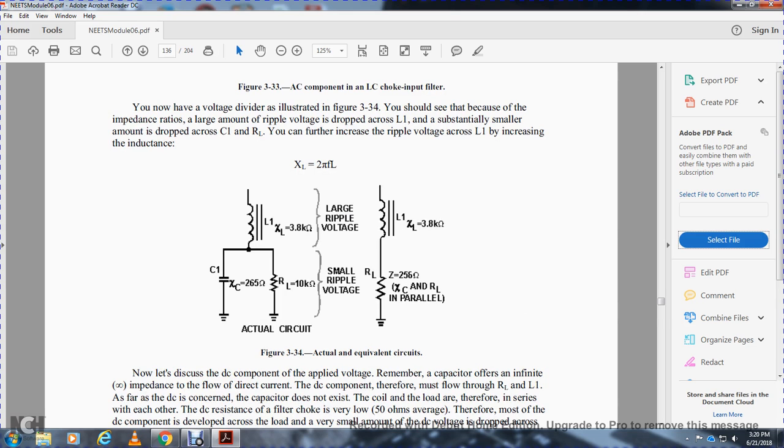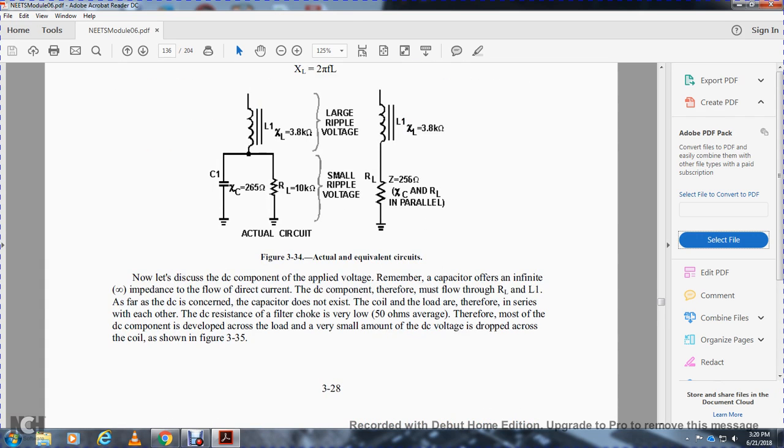Because of the impedance of the inductor, a larger amount of the ripple voltage is dropped across inductor L1, and a substantially smaller amount is dropped across capacitor C1 and the load resistor. You can further increase the ripple voltage drop across inductor L1 by increasing the inductance. Now let's discuss the DC component of the applied voltage.